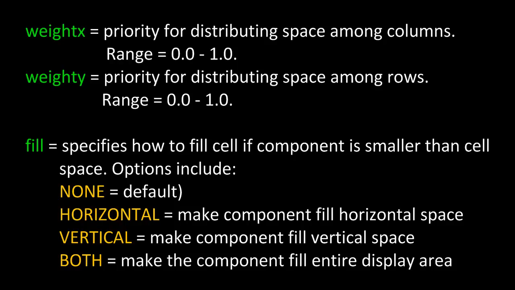But wait, there's more! WeightX is the priority for distributing space among columns. The range is from 0.0 to 1.0. WeightY is the priority for distributing space among rows. Again, the range is 0.0 to 1.0. Fill specifies how to fill a cell if the component is smaller than the cell space. The options include none, which is the default, horizontal, which makes the component fill the horizontal space, vertical, which makes the component fill the vertical space, and both, which makes the component fill both the entire horizontal and vertical space.